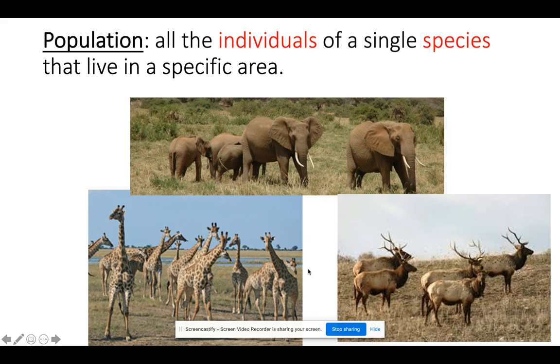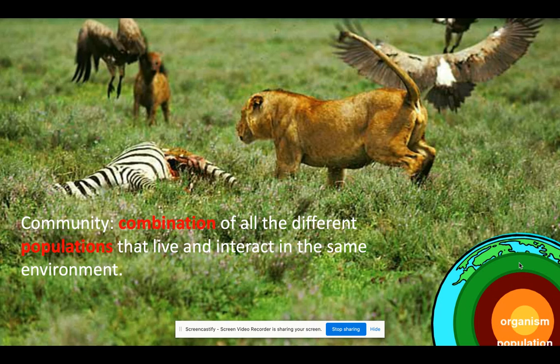Population: all the individuals of a single species that live in a specific area. So all of the elephants that live on the plains, all of the giraffes, all of the elk, all of the grass, all of the trees. Okay, so a population pertains to a single species. All of the humans on Earth, human population. The community is the combination of all those different populations, okay?